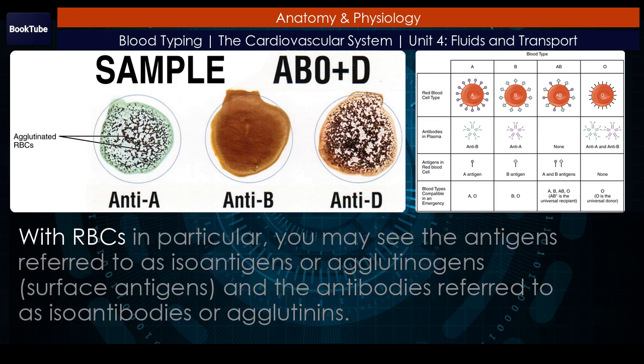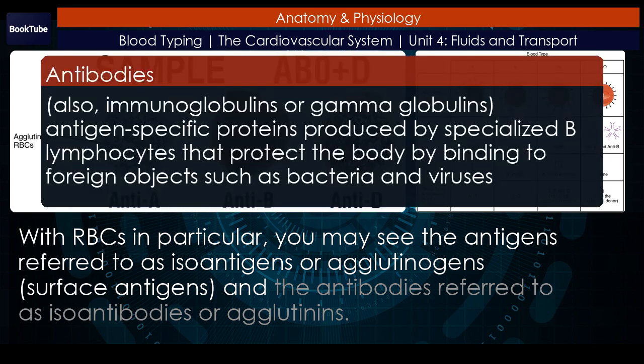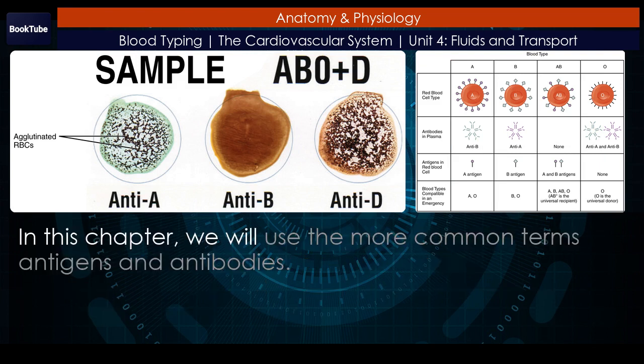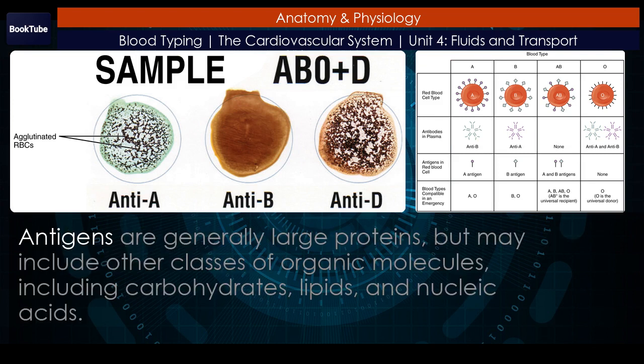With RBCs in particular, you may see the antigens referred to as isoantigens or agglutinogens, surface antigens, and the antibodies referred to as isoantibodies or agglutinins. In this chapter, we will use the more common terms antigens and antibodies. Antigens are generally large proteins, but may include other classes of organic molecules, including carbohydrates, lipids, and nucleic acids.